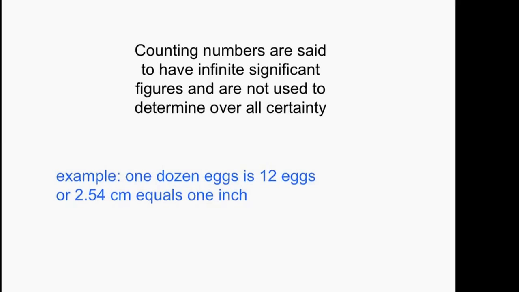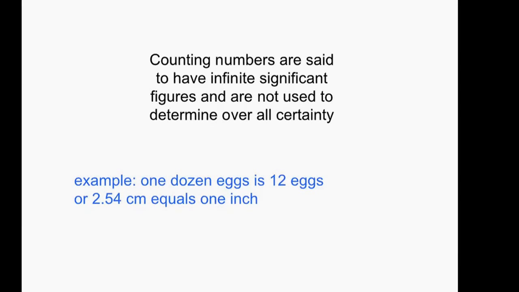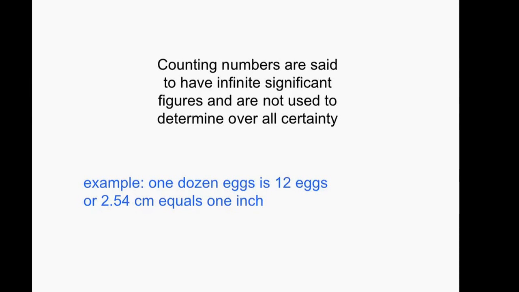Remember that significant figures have to do with measured numbers, the uncertainty in measured numbers. So we have to take a look at counting numbers. Counting numbers are, for example, 1 dozen eggs is 12 eggs. This 12 number is said to have an infinite number of significant figures, and so therefore we don't use it to determine the overall certainty in our calculation. So we wouldn't look at this number in a calculation when we were determining the significant figures.